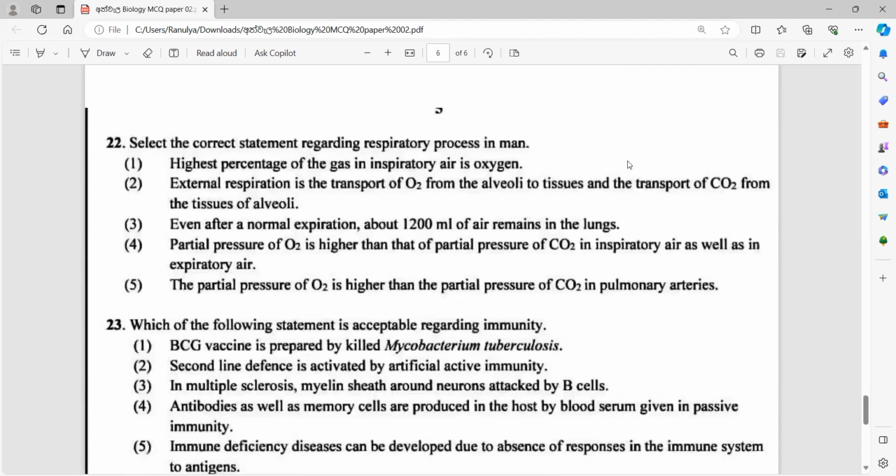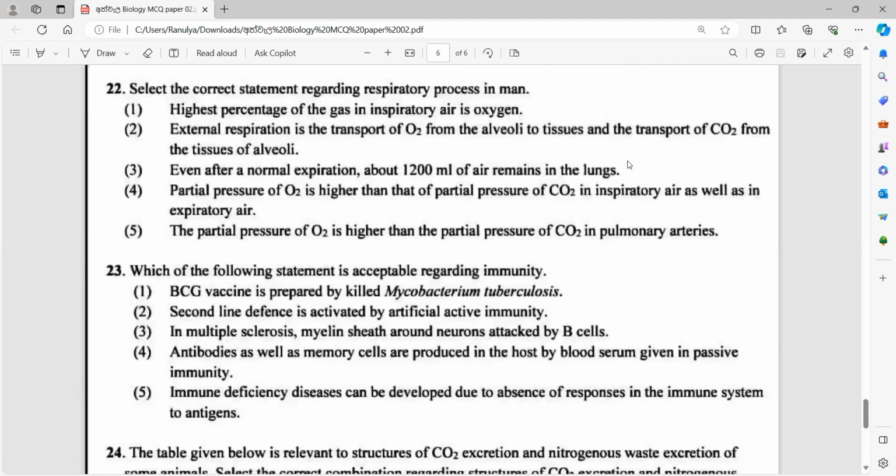22. Select the correct statement regarding respiratory process in man. Highest percentage of gas in inspiratory air is oxygen. Right? That is incorrect. External respiration is the transport of oxygen from the alveoli to tissues and transport of carbon dioxide from the tissues to alveoli.